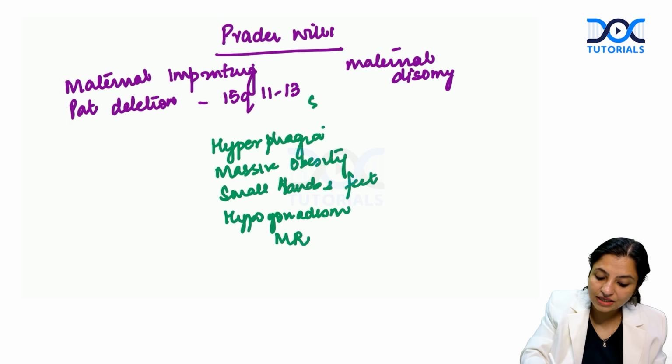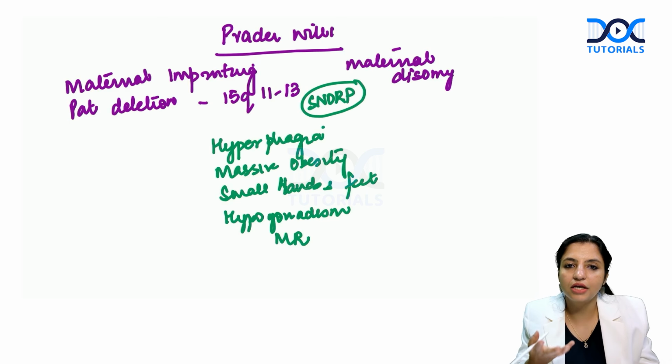And which genes are deleted? These genes are called SNOR. So these are small nucleolar RNA coding genes.